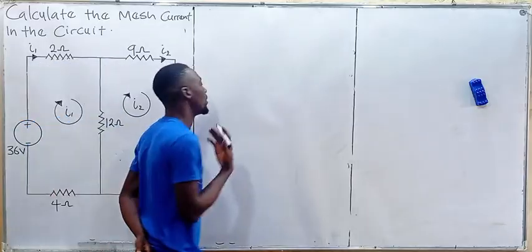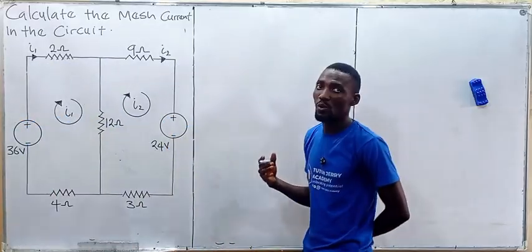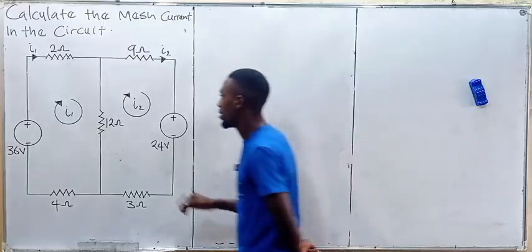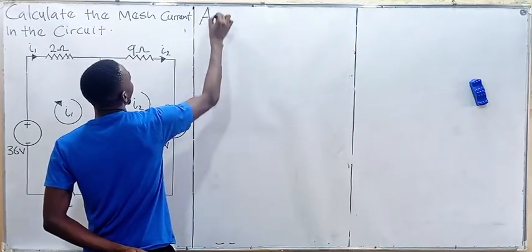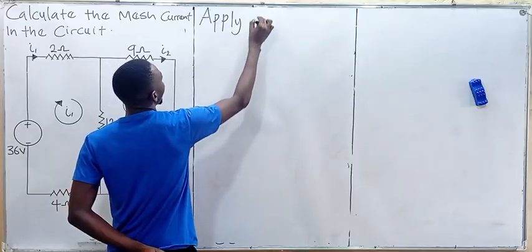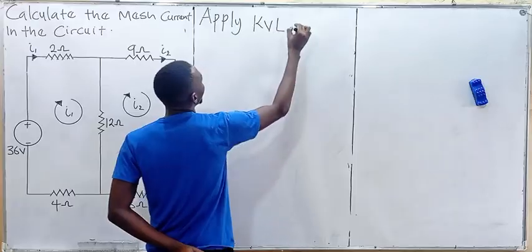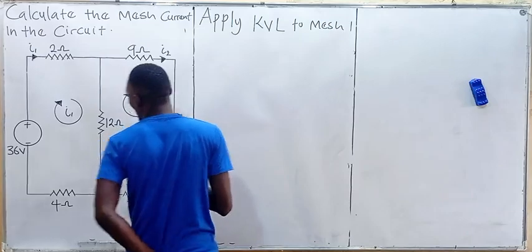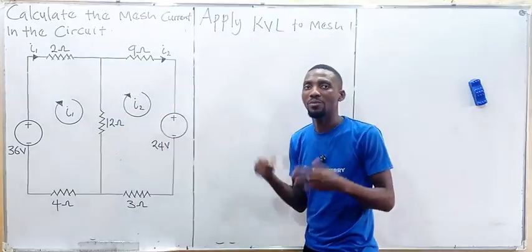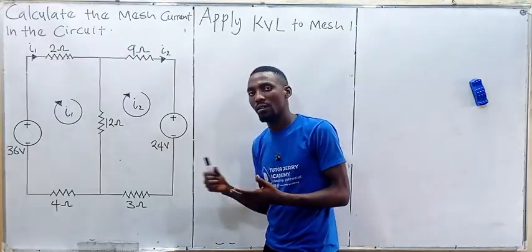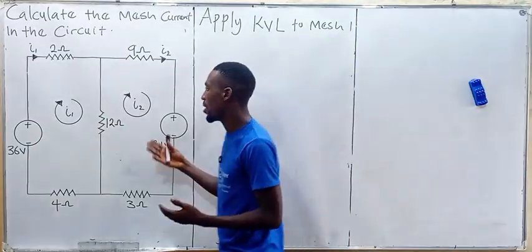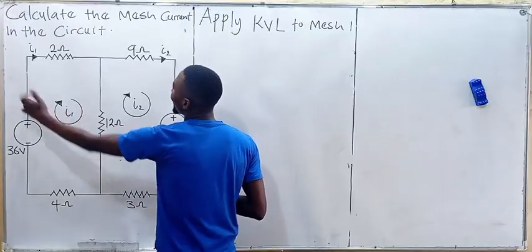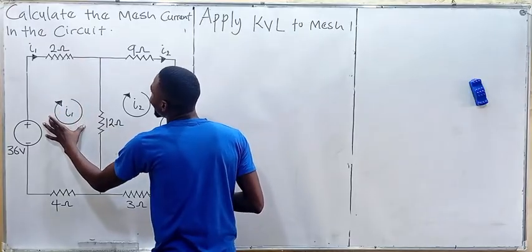All right, so the next step we are going to do is to apply the Kirchhoff voltage law, KVL, to mesh 1. If you have been following us from the introduction to this class, you are going to observe that there's nothing new here. The direction that we have taken and the direction of our current are flowing in the same direction.